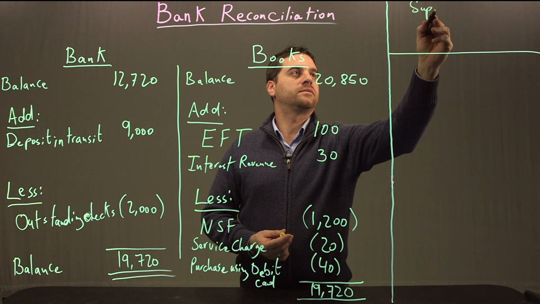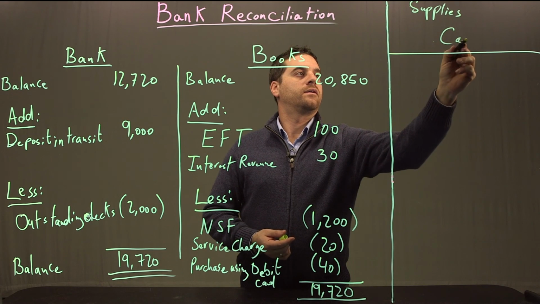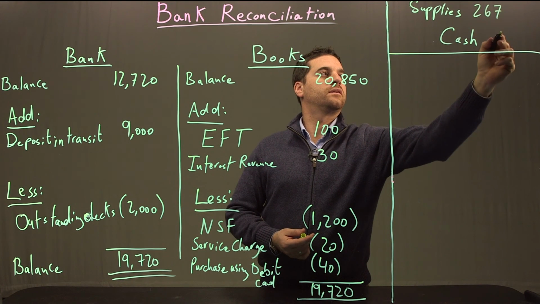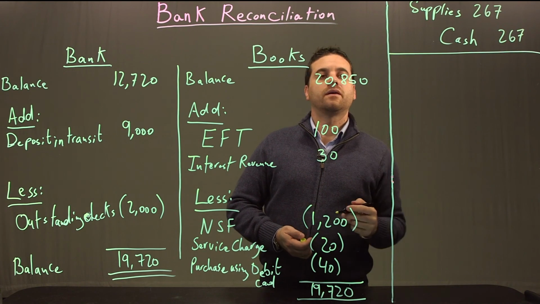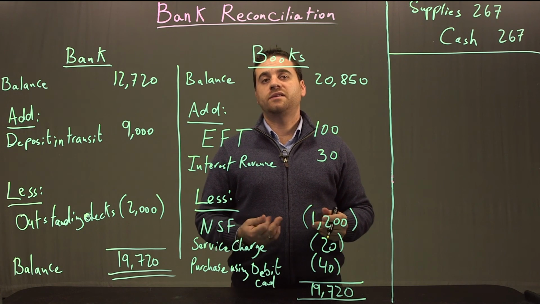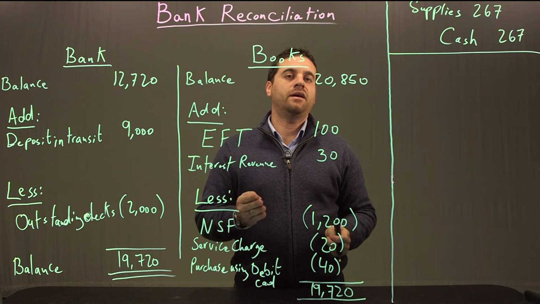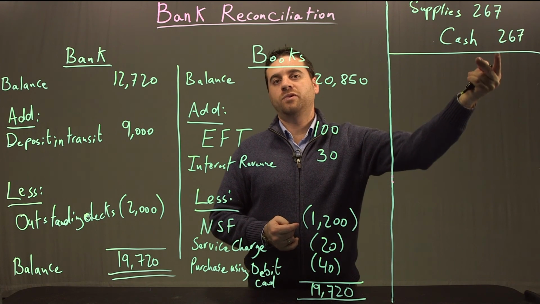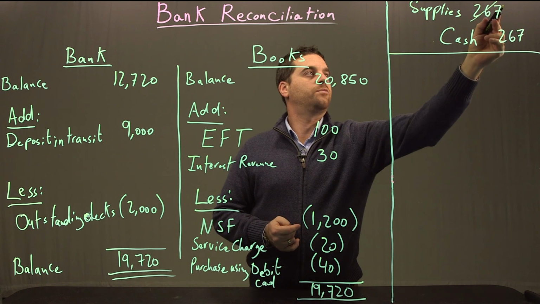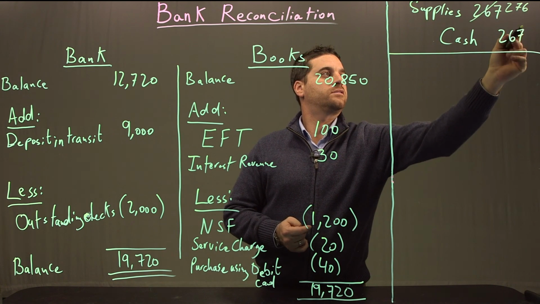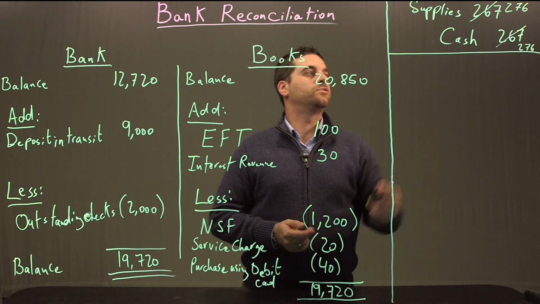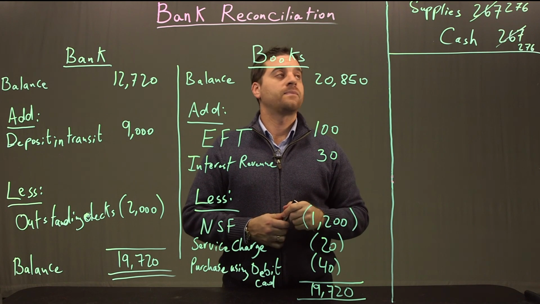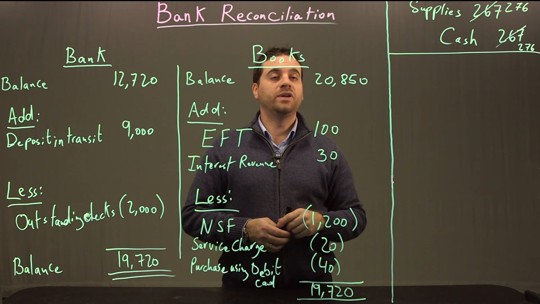Let's just say supplies. We purchased it, and it was $267. That's the actual amount, but by mistake, instead of recording 267, we flipped the 6 with the 7. So by mistake, we recorded 276 instead of 267. We call that a transposition. Okay, we flipped it, and we need to fix that.